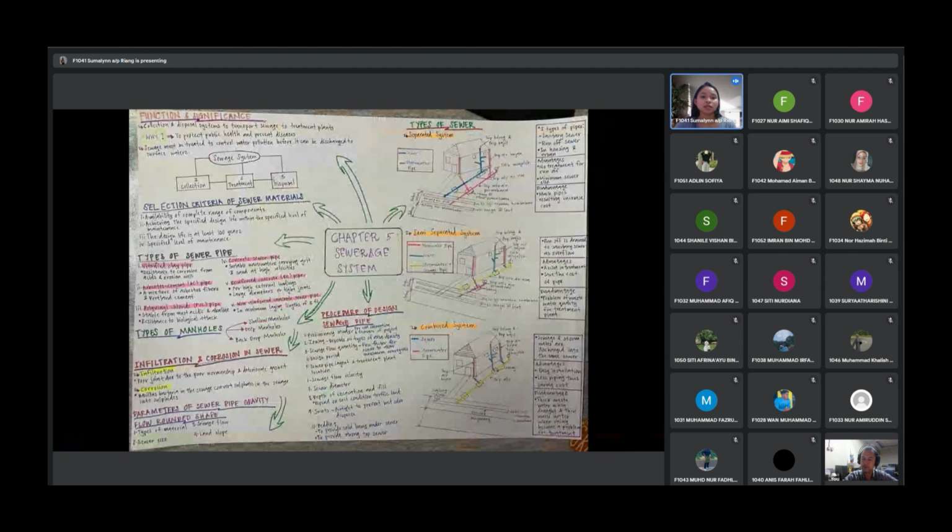So the next chapter is Chapter 5 about sewerage system. So there is the explanation about function and significance of sewerage system. And then there are three types of sewer, which are separated system, semi-separated system, and combined system. And each of them has its own advantage and disadvantage. There is also the explanation about selection criteria of sewer materials. There are 6 types of sewer pipe and 3 types of manholes.